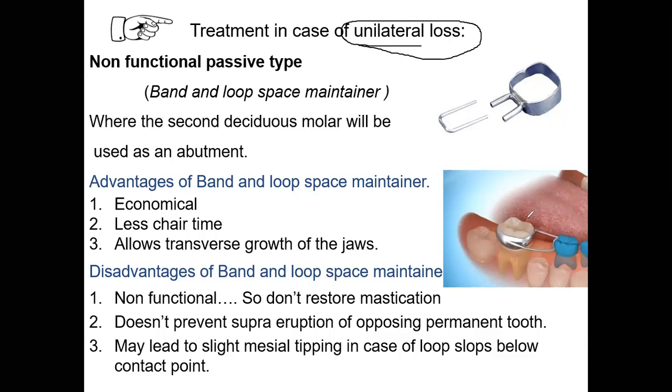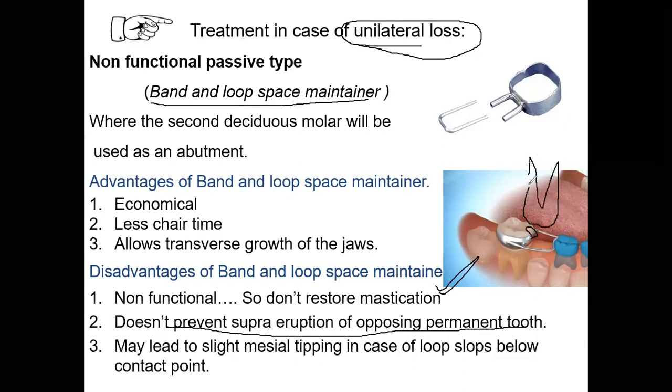Okay, the disadvantage of this unilateral banded loop space maintainer is that they are non-functional. So they don't restore mastication. They cause problems in mastication. They cannot prevent supra-eruption of the opposing tooth because they do not have any kind of occlusal stop. They are supposed to have an occlusal stop in case the tooth in the opposing arch will try to over-erupt. So they don't have occlusal stops.